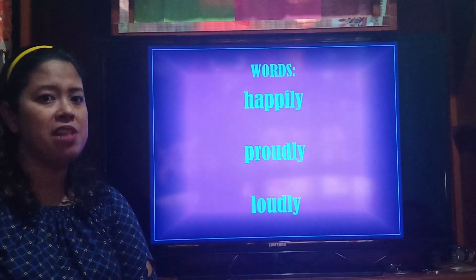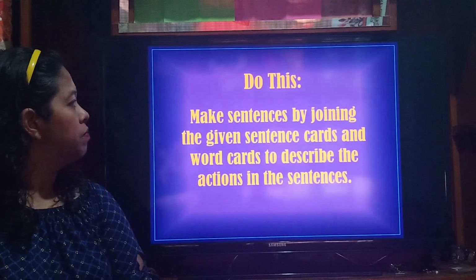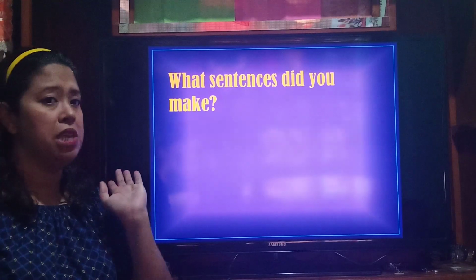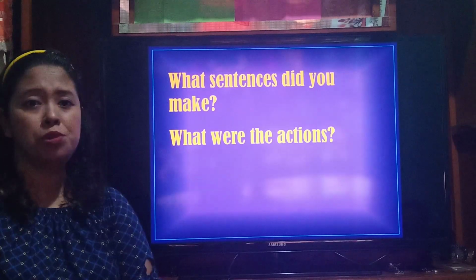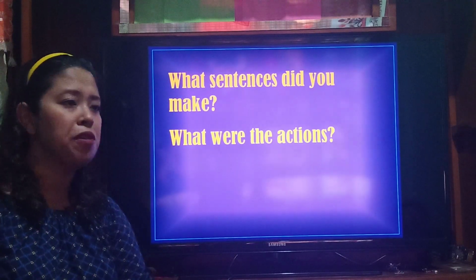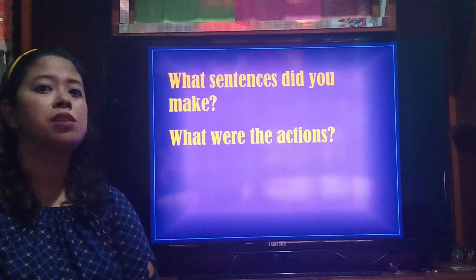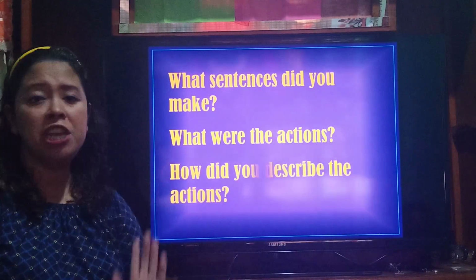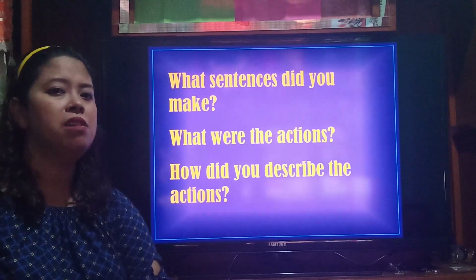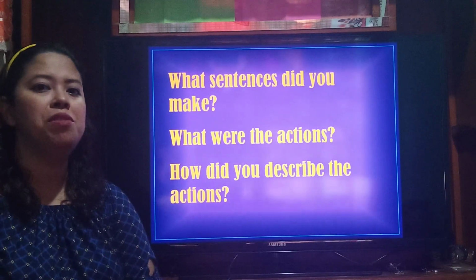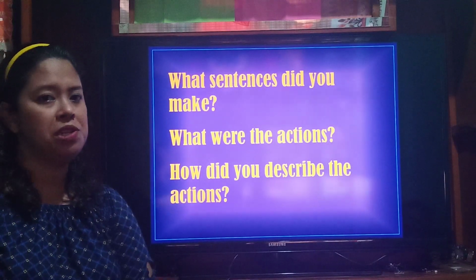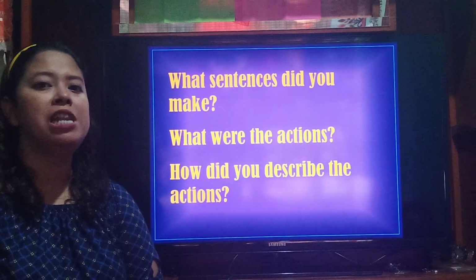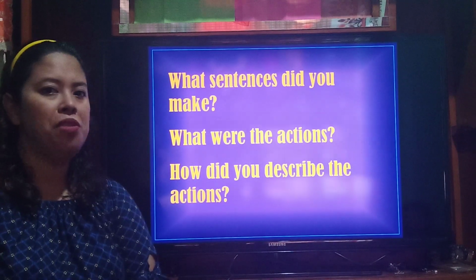Let's now check if your answers are correct. What sentences did you make? What were the actions in those sentences? In the first sentence, the mother hugged her daughter. The action is hugged. In the second sentence, the principal spoke of the boys. The verb or the action is spoke. In the third sentence, all the children clapped. The verb there is clapped.